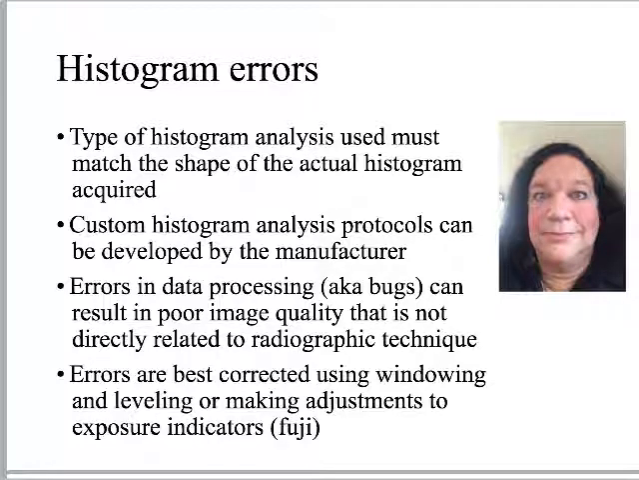In general, errors are best corrected using windowing and leveling, or making an adjustment to the exposure indicator. That's what I did. I couldn't window and level it back, right? So I wound up messing with that exposure indicator. I'm telling you all that, right, to let you know that if you're out there and you see these types of things come up, please do not x-ray the patient again. Spend a little extra time at the viewing station trying to figure the bug out, right? Because there is a way around the bug.